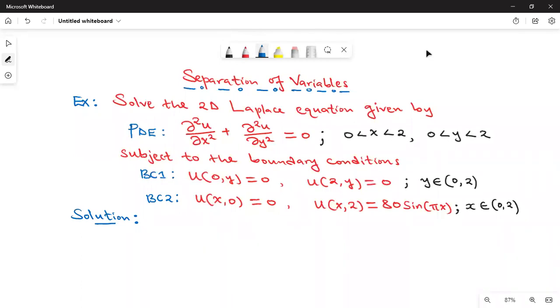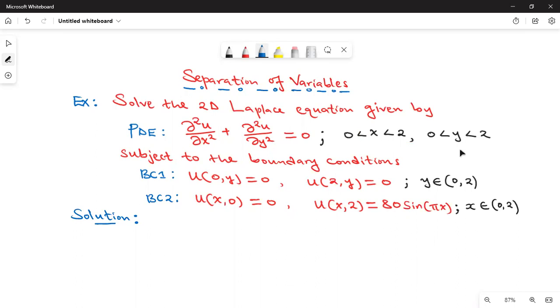Today we are going to look at the method of separation of variables as used in solving partial differential equations. In particular, we are going to solve the two-dimensional Laplace equation, given by the second partial derivative of u with respect to x twice plus the second partial derivative of u with respect to y twice is equal to 0. The domain for x is from 0 to 2. Similarly, the domain for the variable y is from 0 to 2.